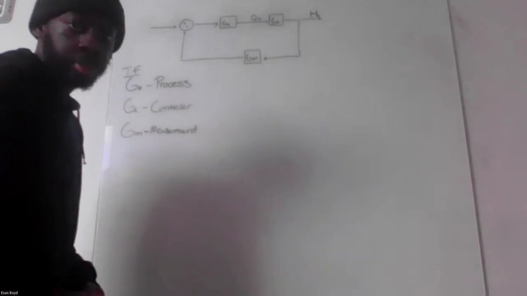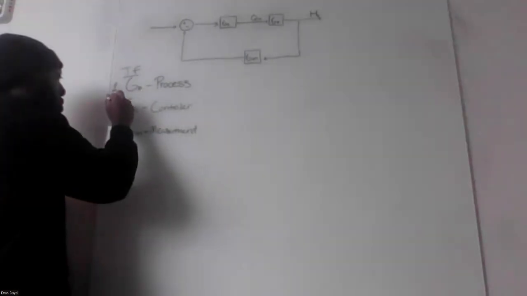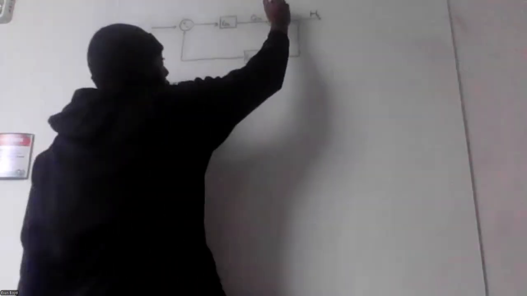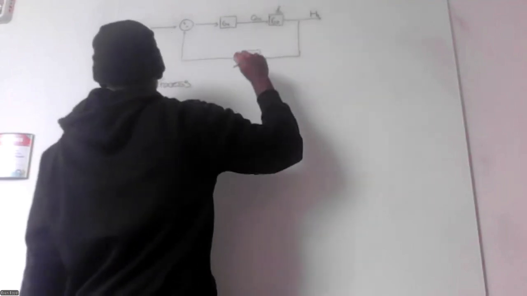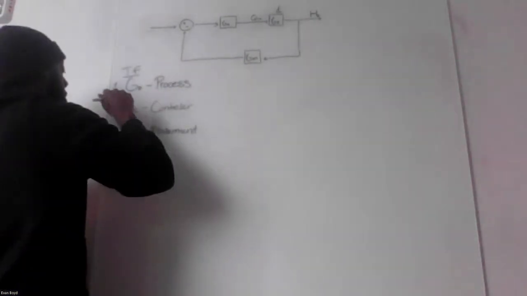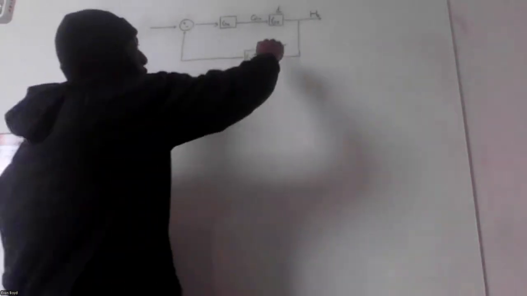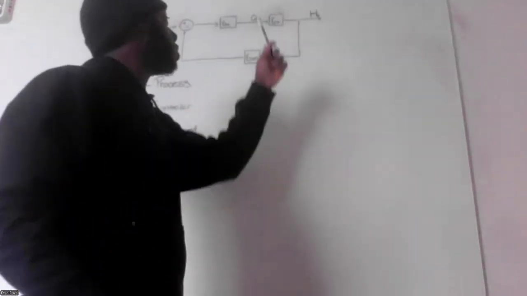So we will start with this. This is our GP. I'll just number them one, two, three so you guys can see, since it's kind of hard to see. In our system, this would be three. So this is our process.